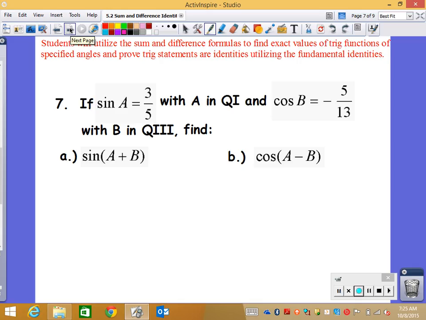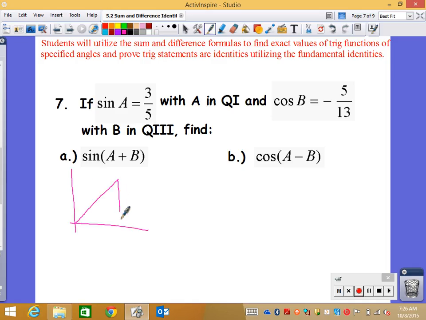So if I have the sine of A is 3/5 with A in quadrant 1, and cosine B is negative 5/13 in quadrant 3, apologies. We need to find the sine of A plus B. So right away I'm going to use sine A equals the fraction, cosine B equals the fraction. I'm going to draw some triangles. So let's start with A. A is in quadrant 1.